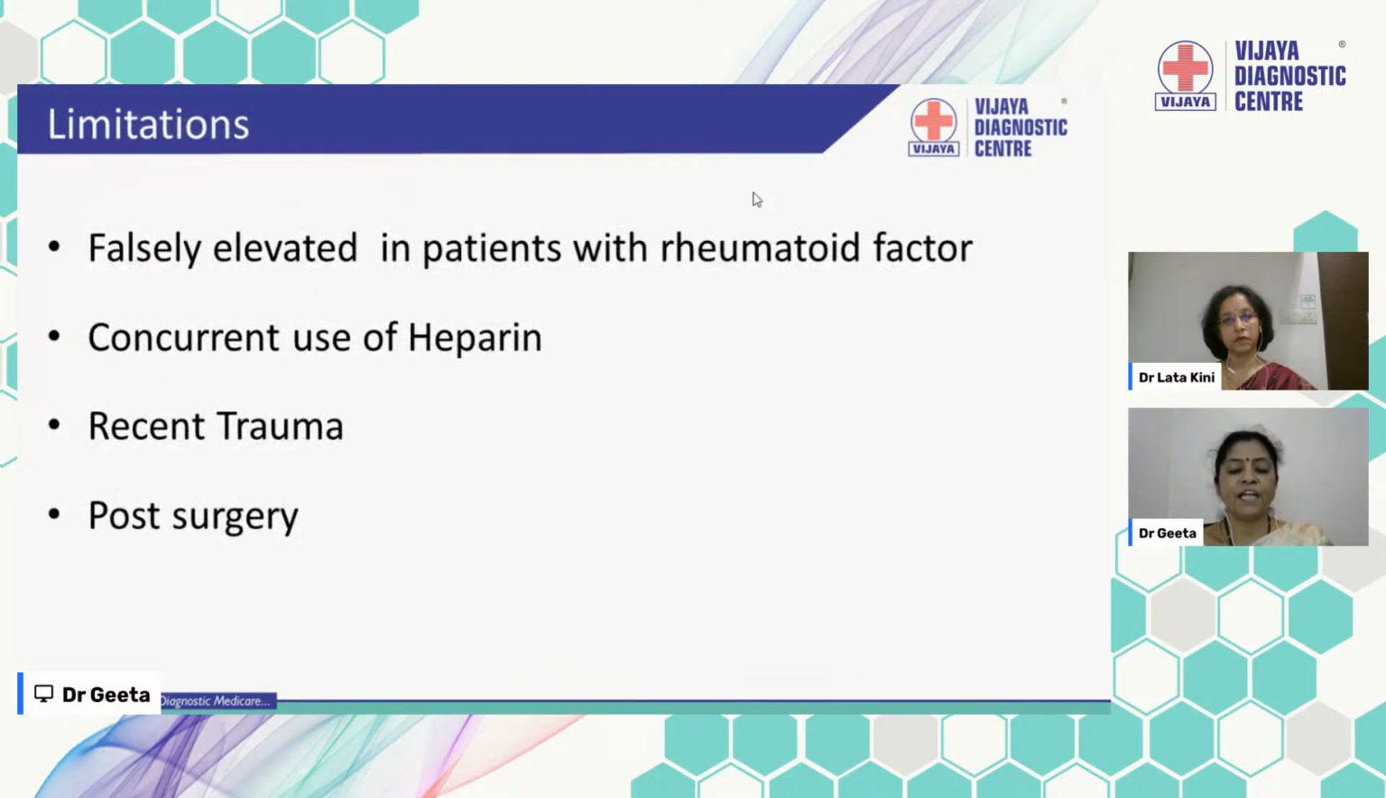However, the assay of D-dimers has limitations. It is falsely elevated in patients with rheumatoid factors, and whenever there is concurrent use of heparin, recent trauma, or post-surgery. Also, in patients with icterus, it cannot be properly evaluated.